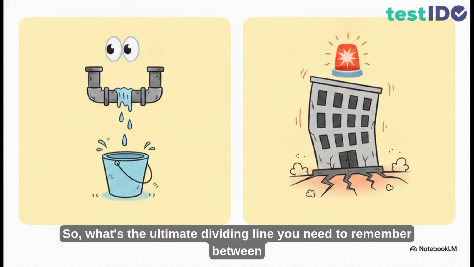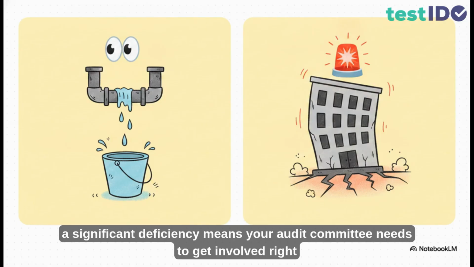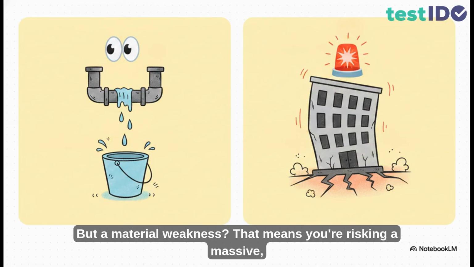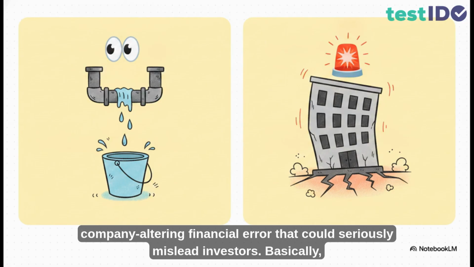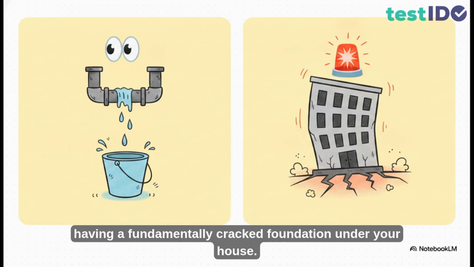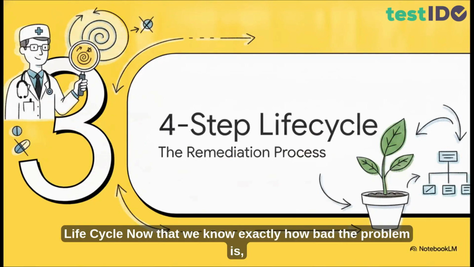So what's the ultimate dividing line you need to remember between a significant deficiency and a material weakness? Well, a significant deficiency means your audit committee needs to get involved right away to look at the process. But a material weakness? That means you're risking a massive, company-altering financial error that could seriously mislead investors. Basically, it's the difference between having a leaky pipe in the kitchen and having a fundamentally cracked foundation under your house.